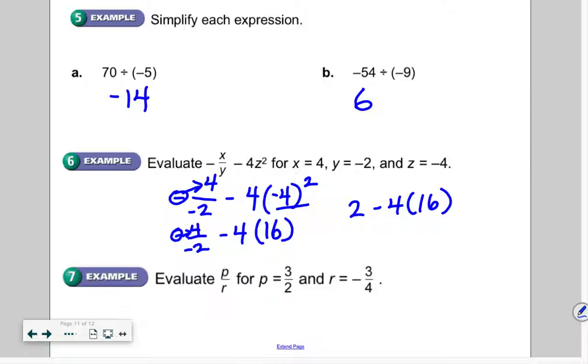Now what's the next thing I'm going to do in the order of operations? Now multiply. What's 4 times 16? And 2 minus 64 is? Negative 62.